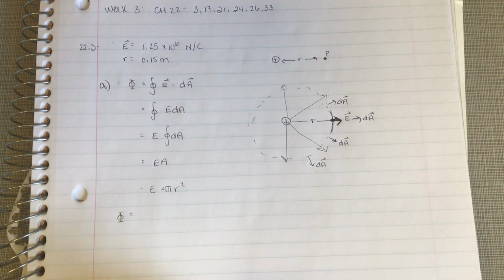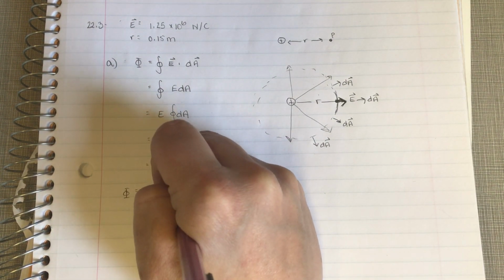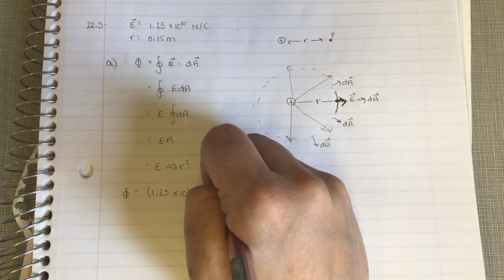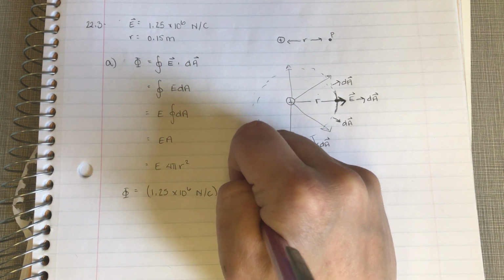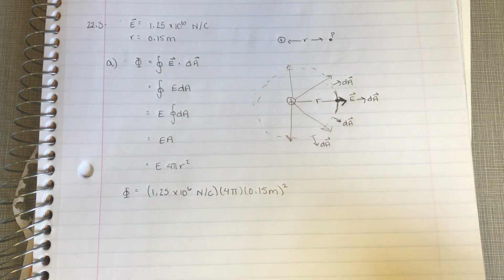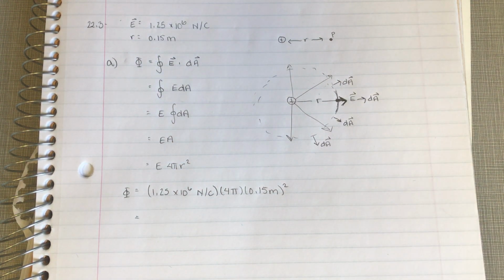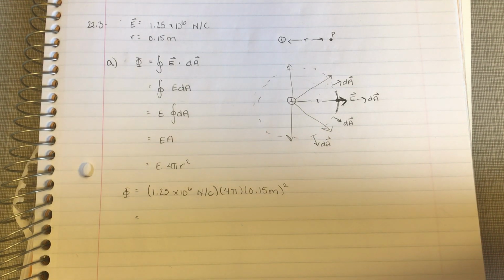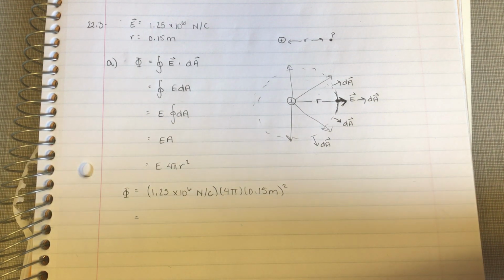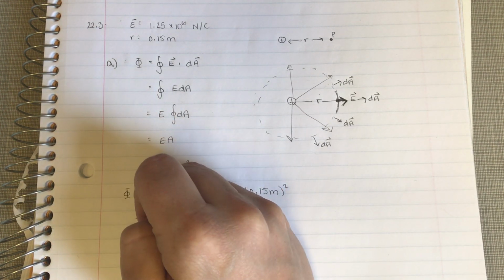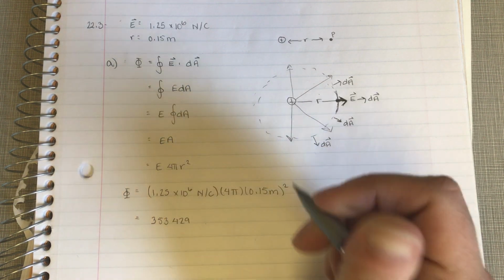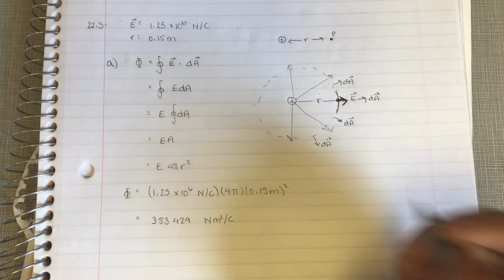So if we stuff in some numbers, our flux is given by the electric field, 1.25 times 10 to the 6th newtons per coulomb, times 4 pi times 0.15 meters squared. Let's punch that into our handy dandy calculator. 1.25 times 10 to the 6 times 4 times pi times 0.15 squared gives us a flux of 353,429 newton meters squared per coulomb.